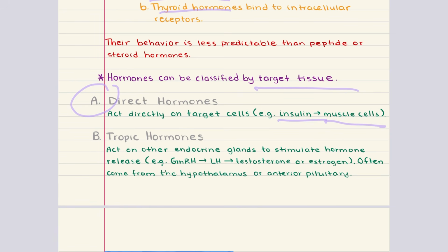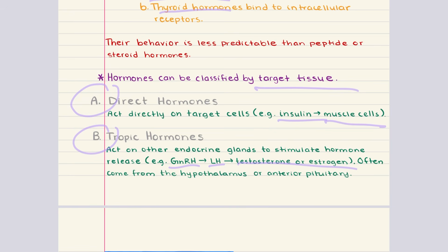This is in contrast to tropic hormones. These act on other endocrine glands, and they trigger those glands to release their own hormones. A classic example is gonadotropin releasing hormone, which is released by the hypothalamus. This stimulates the release of luteinizing hormone from the anterior pituitary, and then luteinizing hormone goes on to stimulate the gonads, which produce testosterone or estrogen. So that's a three-step hormone cascade, and it's very much characteristic of tropic hormone action.